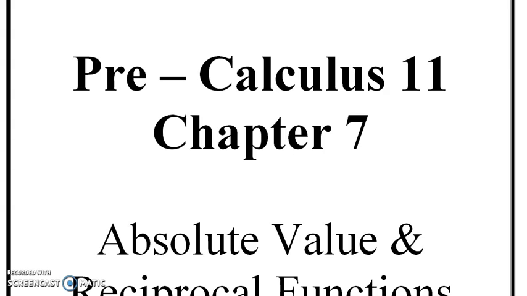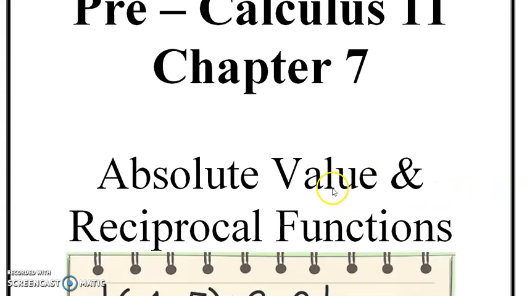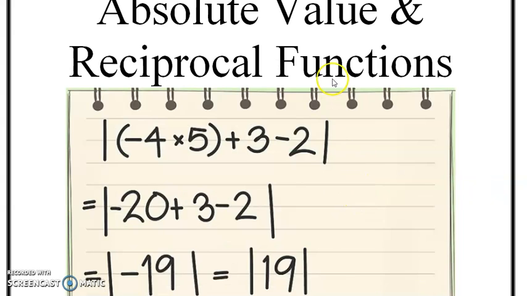Hello everybody, welcome back. Today we're looking at Pre-Cal 11, Chapter 7. This is our final chapter of the book. We're doing absolute value and reciprocal functions.